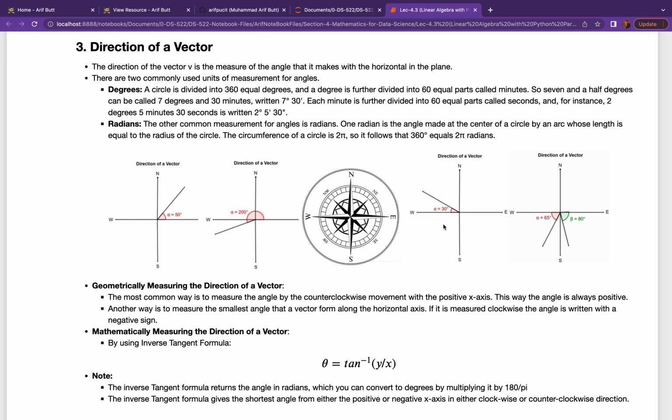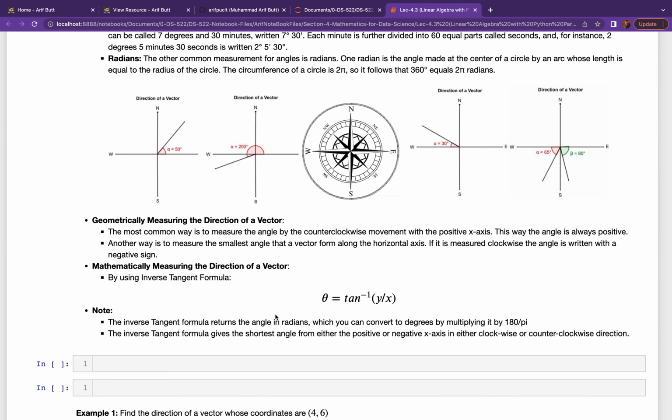While over here, if you see in this figure, the angle is 30 degrees. So this angle of 30 degrees is measured from the negative x-axis in clockwise direction. Such a measured angle is represented with a negative sign. I will describe this with an example in a bit of time. My dear students, you can mathematically compute the direction of a vector using this inverse tangent formula. Theta is equal to tangent inverse y over x.